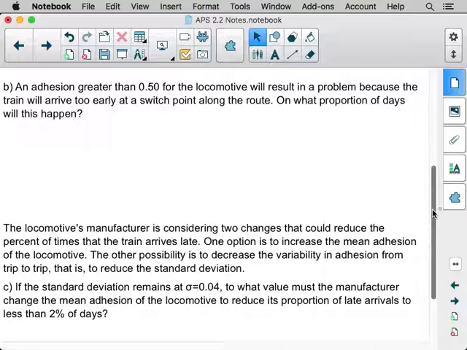An adhesion greater than 0.5 for the locomotive will result in a problem as well because the train will arrive too early at a switch point along the route. What proportion of days will this happen? So, what proportion of days will it actually end up getting there too early?